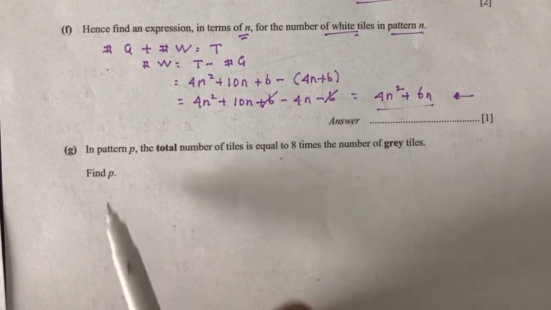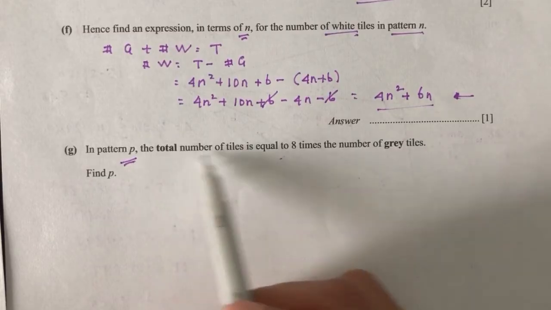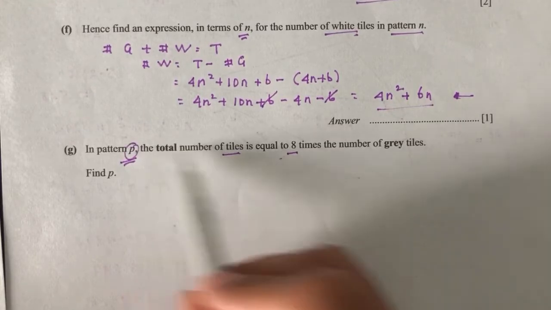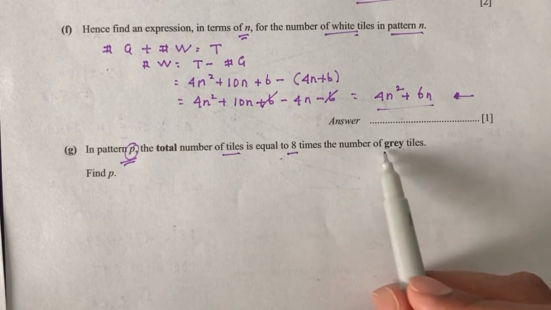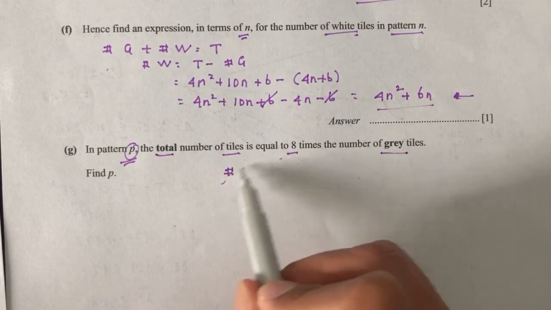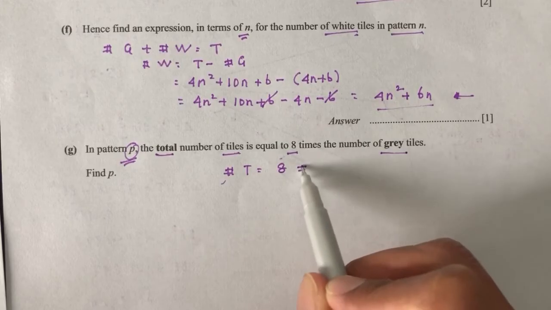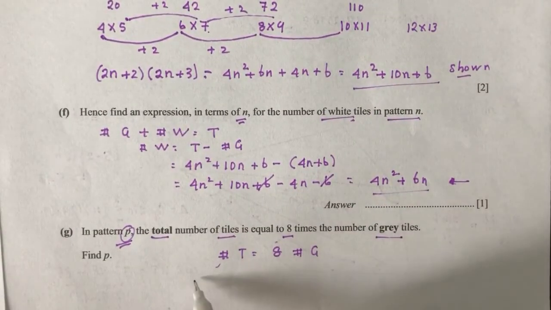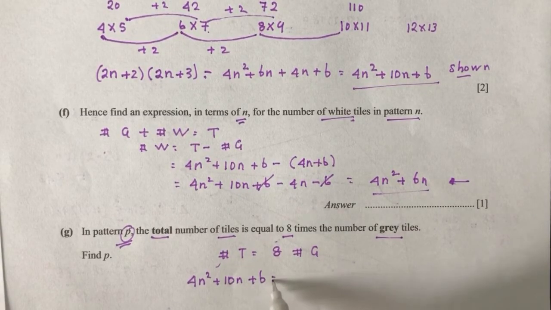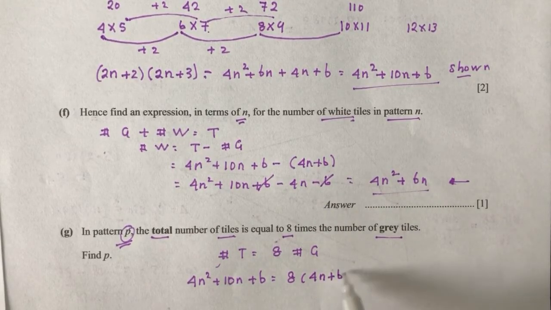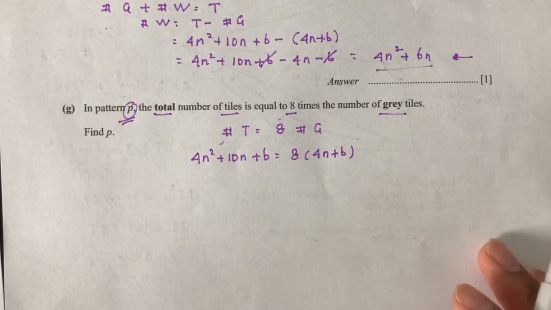Now for part G, in pattern P, the total number of tiles is equal to 8 times the number of gray tiles. Total is given by this equation right here. So let's write this down. 4n squared plus 10n plus 6 equals 8 times G, where G is this, which is gray. Okay, so now we can expand.